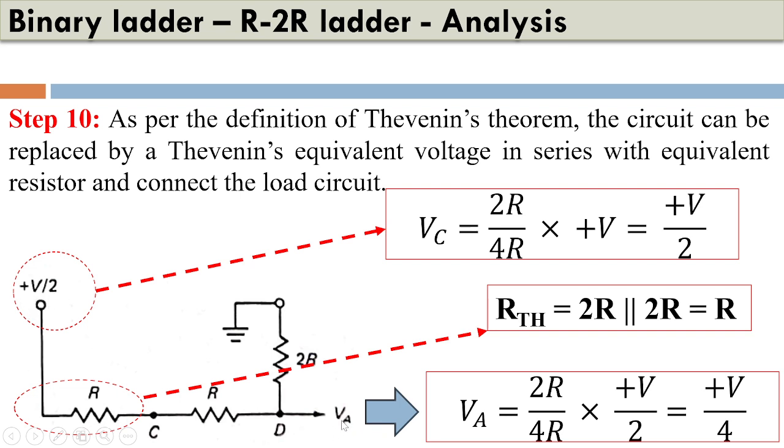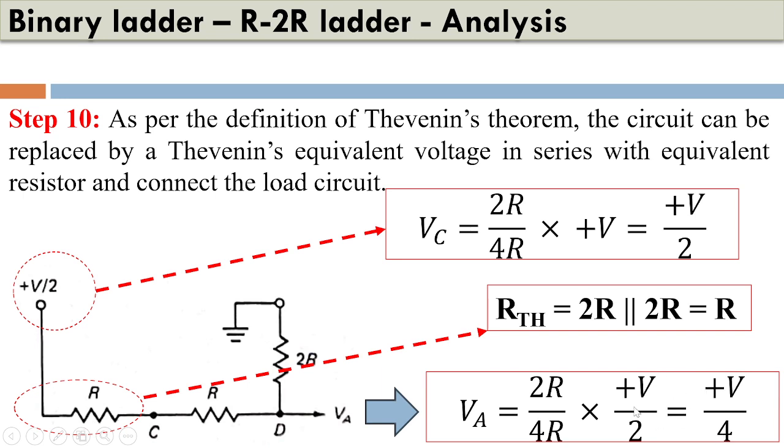So again, if we want to measure VA, we have to apply the potential divider formula. Since we are measuring VA across this resistor, it is 2R divided by the total resistance, which is 2R plus 2R, into the voltage V by 2. So what we get is V by 4.